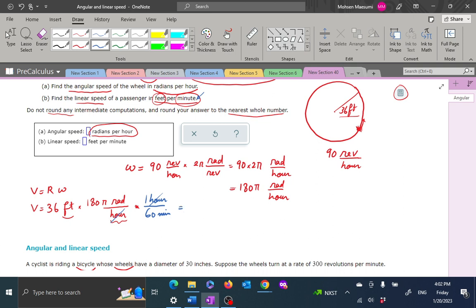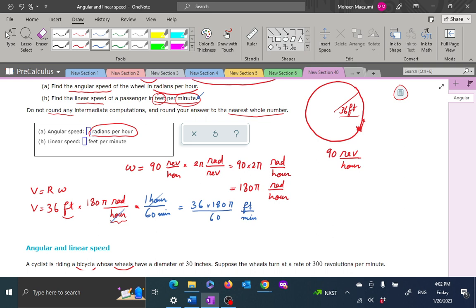So out comes 36 feet that we had, then 180 pi, and then divided by 60, and this is going to be at the end in terms of, now we don't write the radians anymore because we said it's dimensionless. It's just going to be feet per minute. Why didn't I write the radian again here? I'll explain at the end.